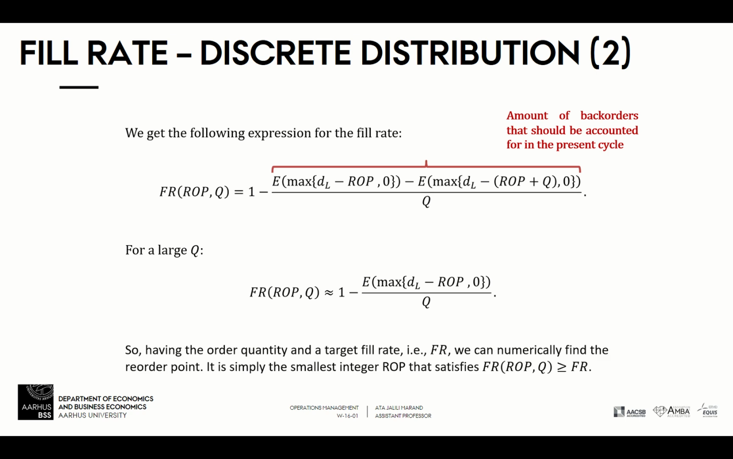So having the order quantity and the target fill rate, we can numerically find the reorder point. So assume that we have a target fill rate denoted by FR, and we have Q, the order quantity. So we want to find an ROP which satisfies this equation. And what is this equation? It says that the realized fill rate for ROP and Q should be at least equal to the desired fill rate.